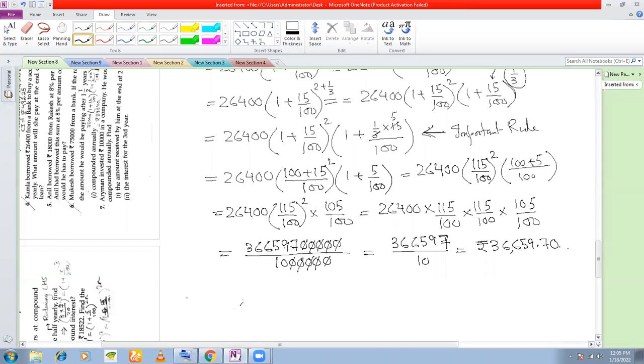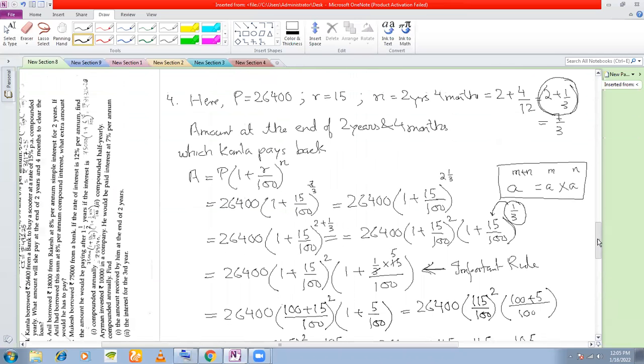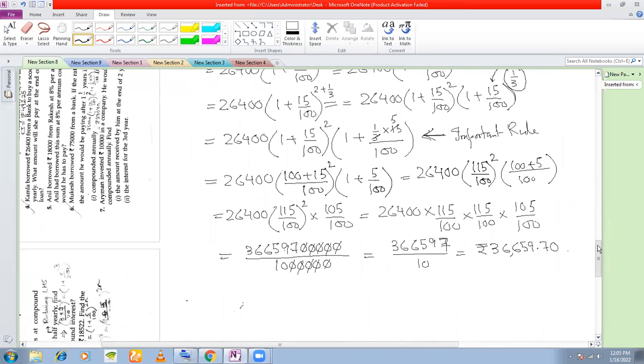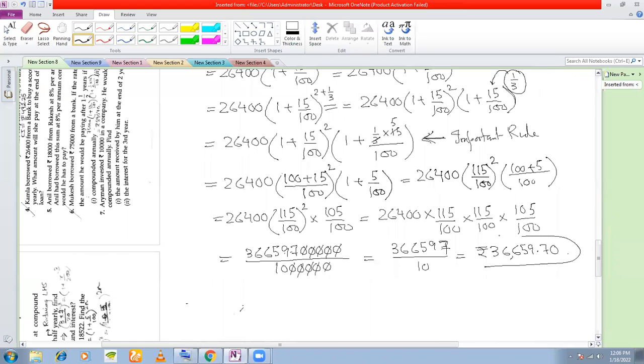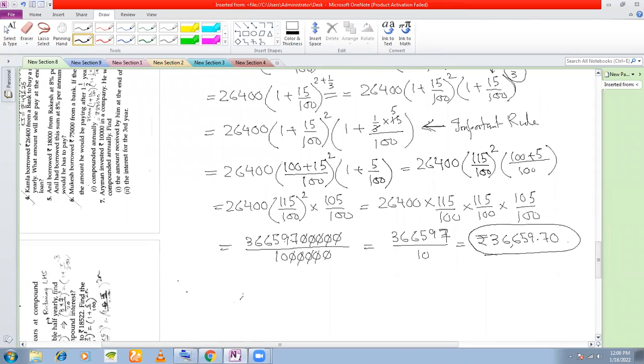Yes, sir. So this is the amount that she will pay back. How much loan did she take from the bank? She took only 26,400 for 2 years 4 months, because the bank was charging her 15% extra as compound interest. She is paying back more. How much is she paying back? 36,659. What is the interest paid to the bank? That's not the question, but if the question is interest, what is the interest charged by the bank?